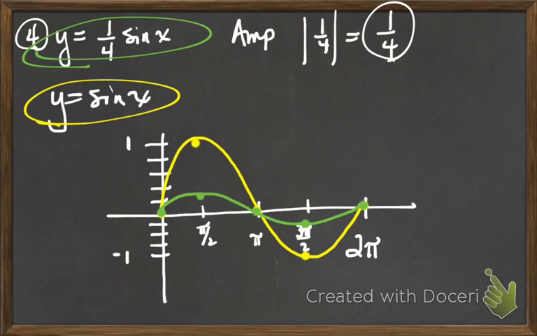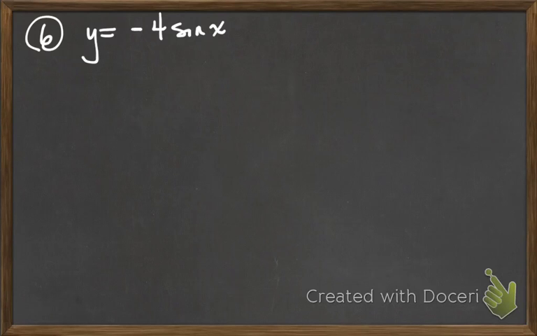So let me do one more, and I'm going to shorten your homework assignment because we are not going to finish these notes. Let's do one more example. Let's do number 6. And you're doing y equals -4 sine of x. We're underneath the same set of directions. Yep, same set of directions.